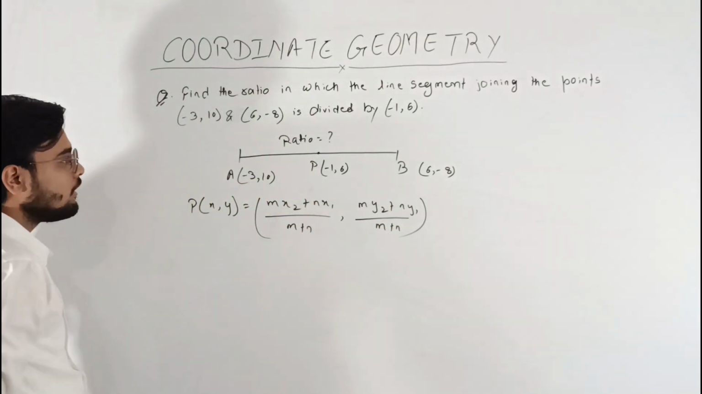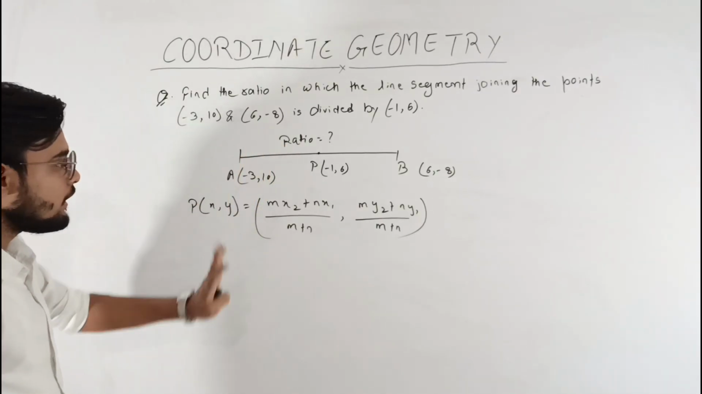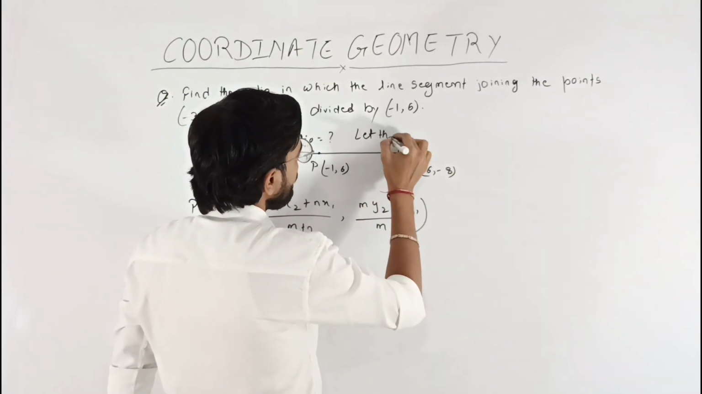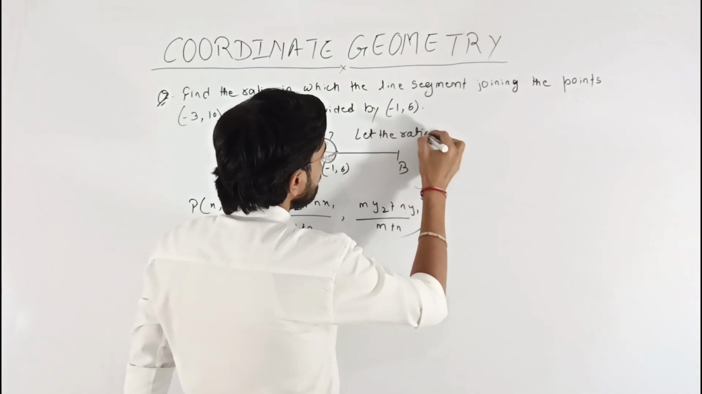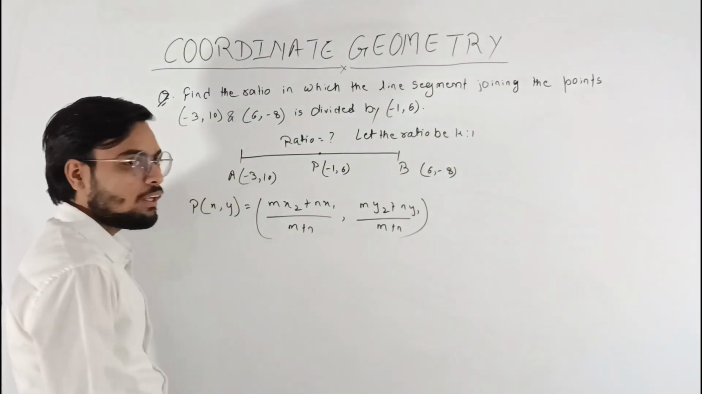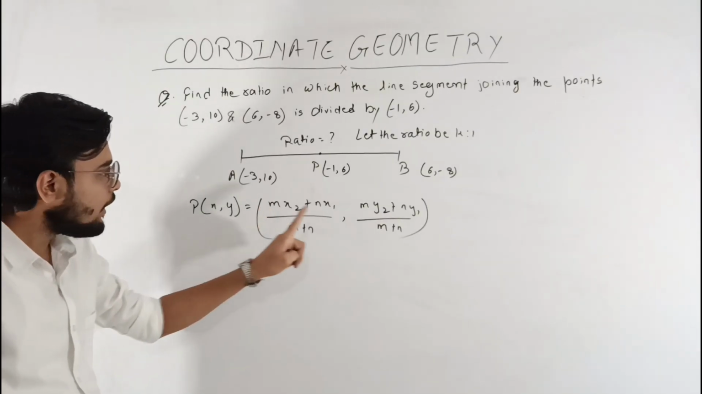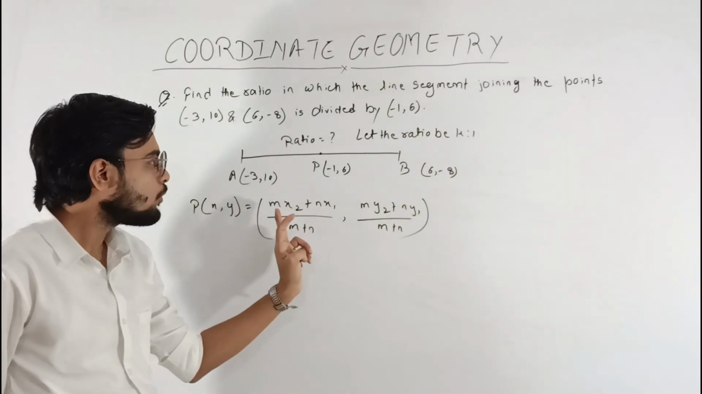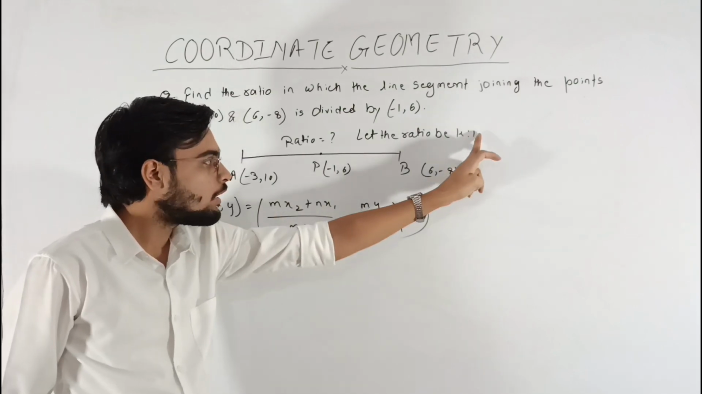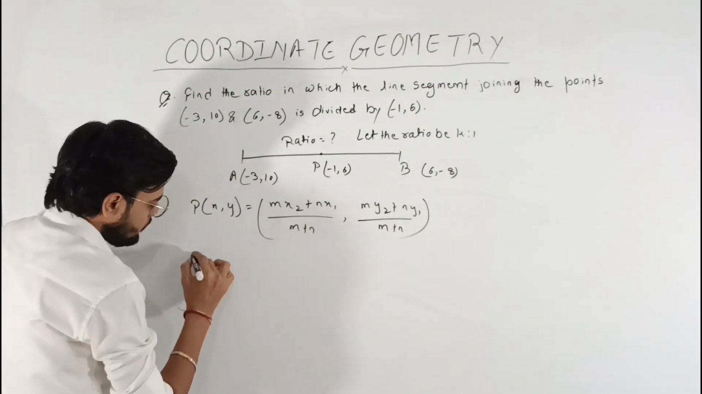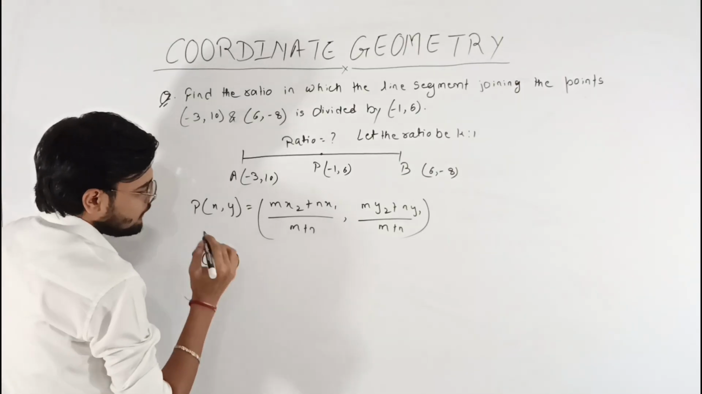This is the section formula. Now look, we have to find the ratio, so we assume the ratio to be k:1. In place of m I put k and in place of n I put 1. Now look here, P(x, y) is given, that is (-1, 6).